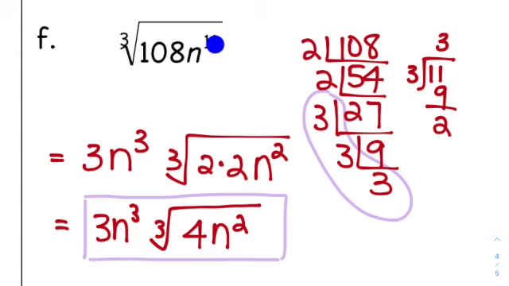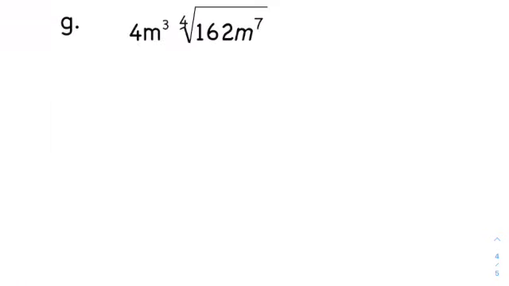Then I say n to the 11th power. So I have 11 muffins, 3 per box. I make 3 boxes. I have 2 muffins left. For n to the 3rd power, that's when I do it. And then I put n to the 2nd because I have 2 left right here. Then I simplify and combine them. So I have 3n to the 3rd power cube root 4 n to the 2nd power because 2 times 2 gives you 4. Let's do letter G together.